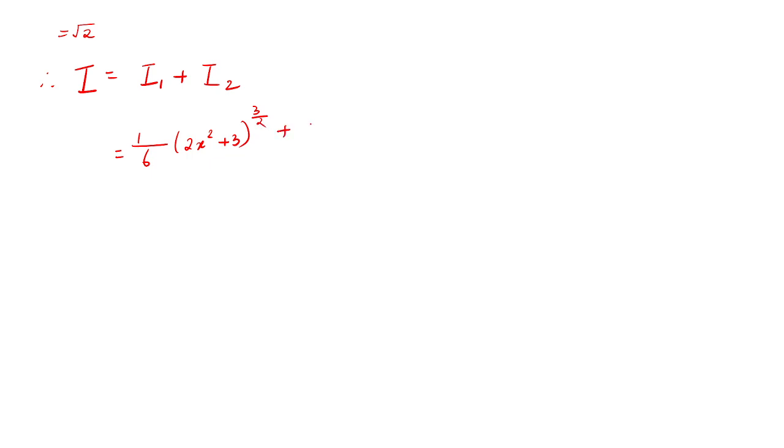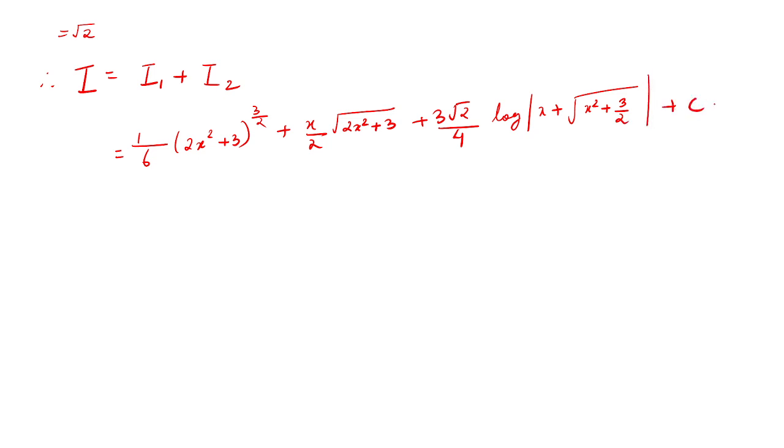And your I2 was x by 2 root over 2x squared plus 3, plus 3 root 2 by 4 log of x plus root over x squared plus 3 by 2 plus c. Okay, this is your answer. This is the textbook answer as well. So we shall end the video here.